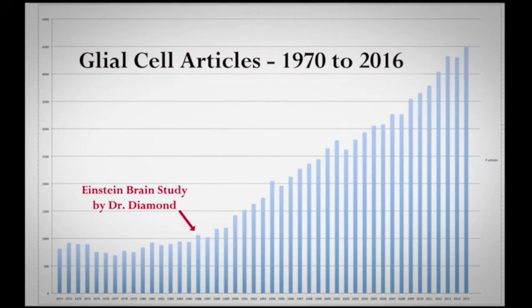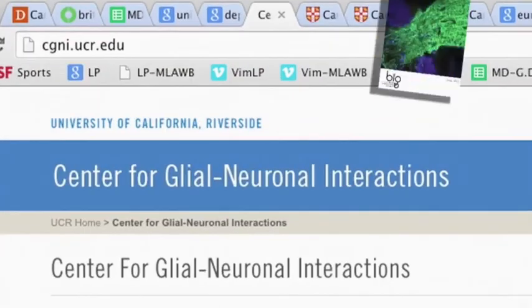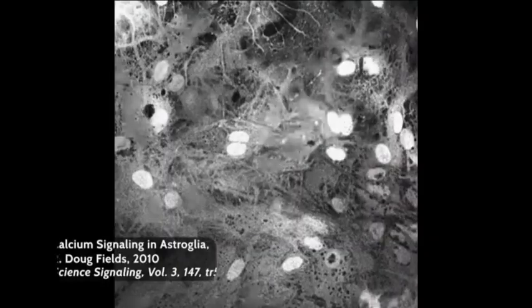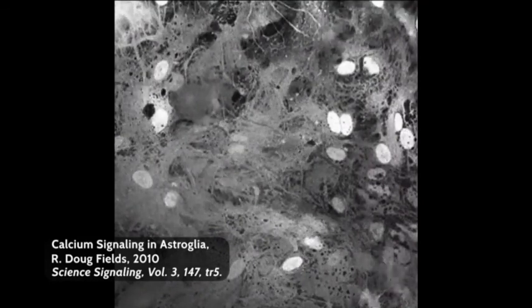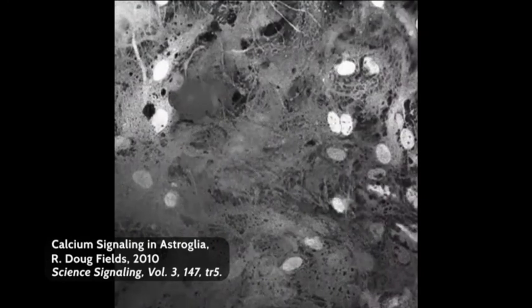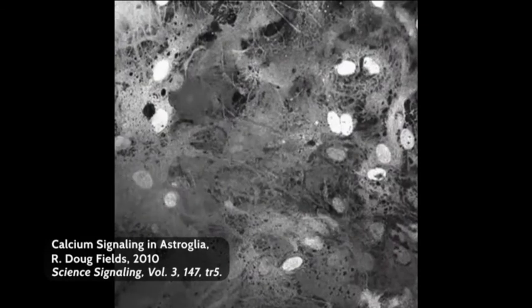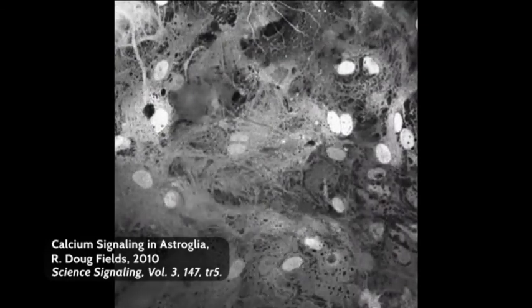For example, now there are magazines just devoted to the glial cell, institutes that study glial cells. There are granting agencies that focus on glia. 20 years ago would be unheard of. 25 years after the Einstein study, here's footage of a living glial network communicating via transmissions of calcium, direct evidence that glia are active participants in brain function. Another paradigm-changing scientific breakthrough.